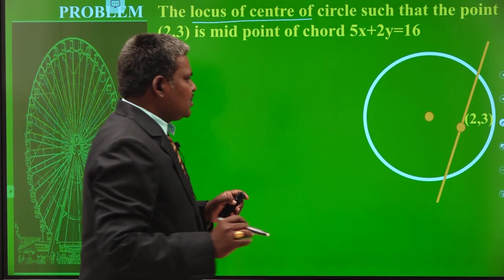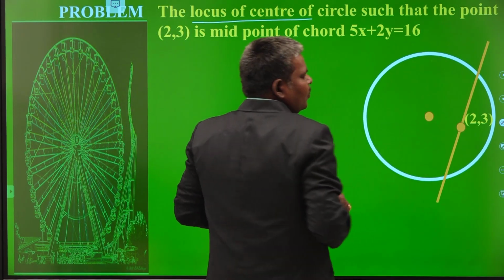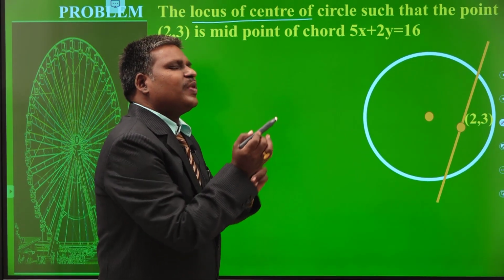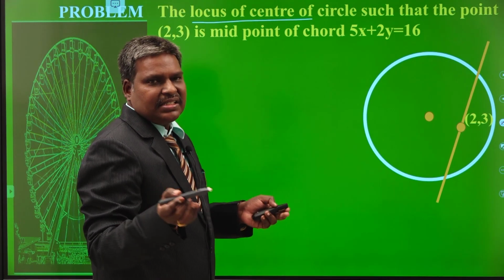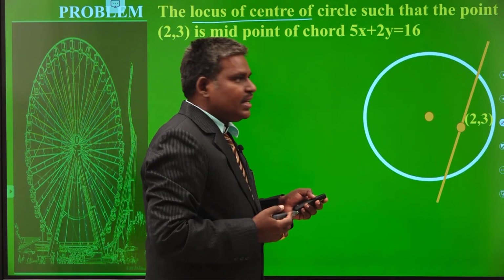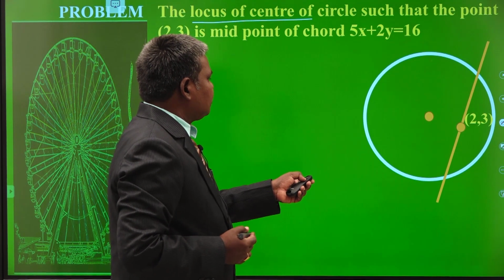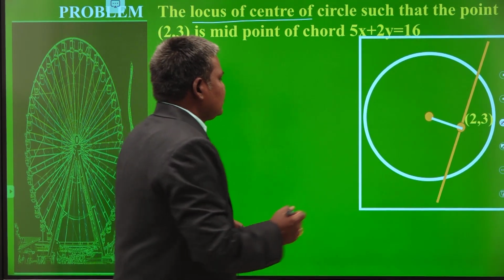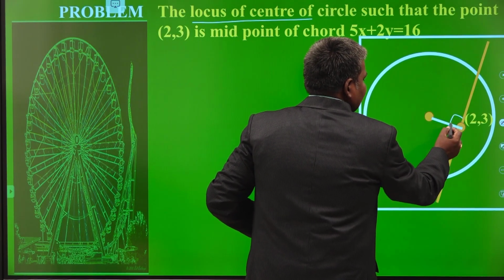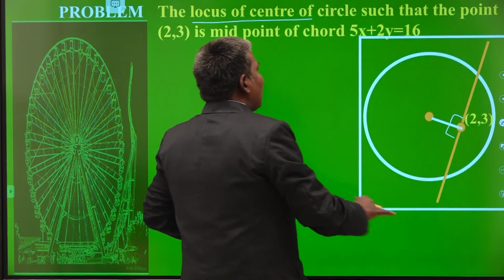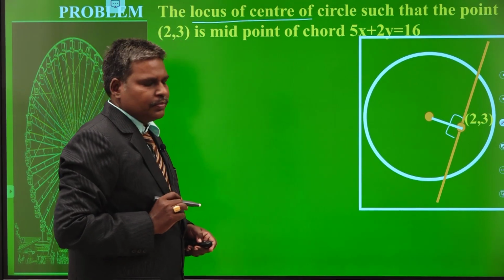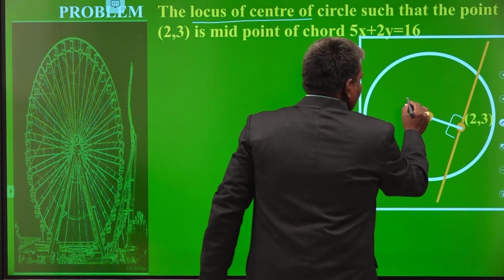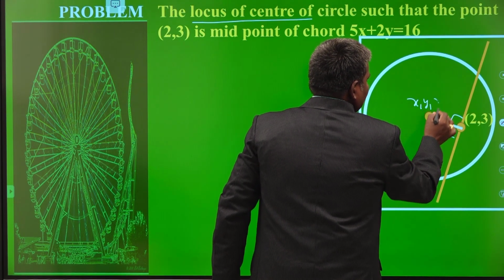Now my question is, if you join from here to here, what is the angle? 90 degrees, because the perpendicular bisector always passes through the center of the circle. That is the logic we just defined in the previous concept. So this angle is 90 degrees. Am I correct or not? This is the rough diagram for your problem. Very, very simple. So you are going to find the locus of the center of the circle.